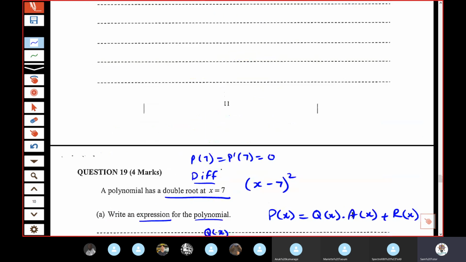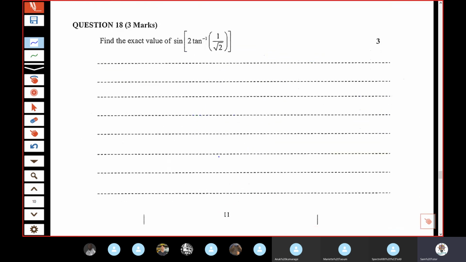Okay, let's go up. Question 18. Find the exact value. It says find. It doesn't say prove. So what are we allowed to do? I just want to make sure, because we said something on Thursday when we did inverse, what are we allowed to do first when it says just find the exact value? Just plug it into our calculator.